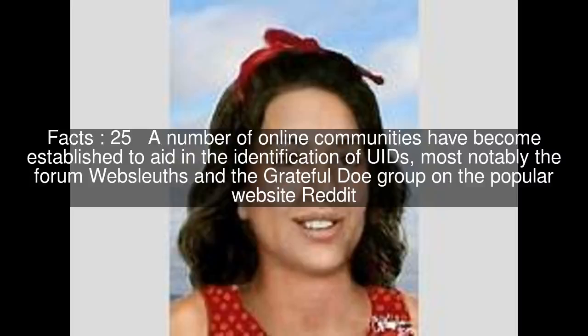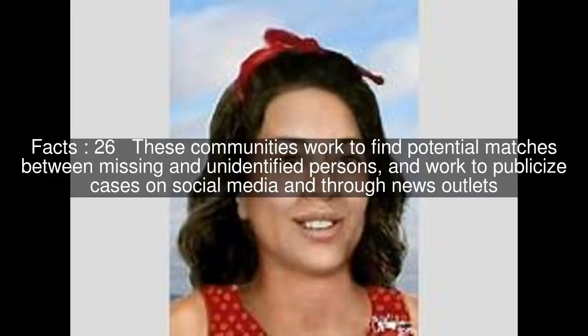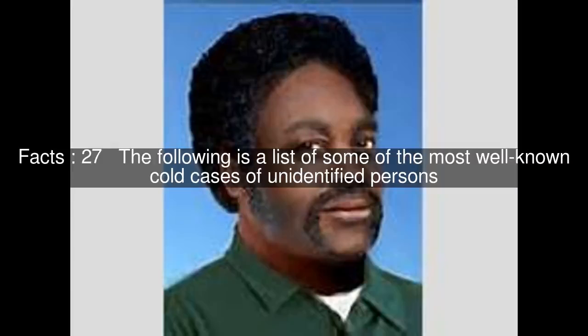A number of online communities have become established to aid in the identification of UIDs, most notably the forum websites and the Grateful Doe group on the popular website Reddit. These communities work to find potential matches between missing and unidentified persons, and work to publicize cases on social media and through news outlets. The following is a list of some of the most well-known cold cases of unidentified persons. It is by no means a comprehensive list of unidentified persons in the United States.